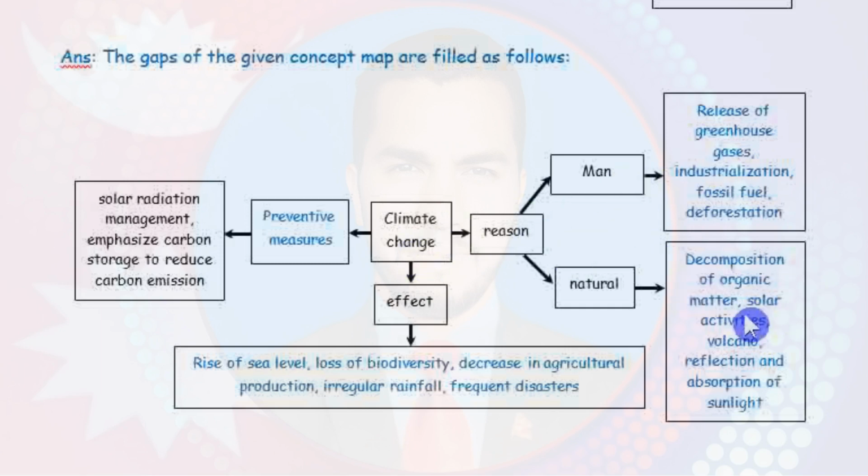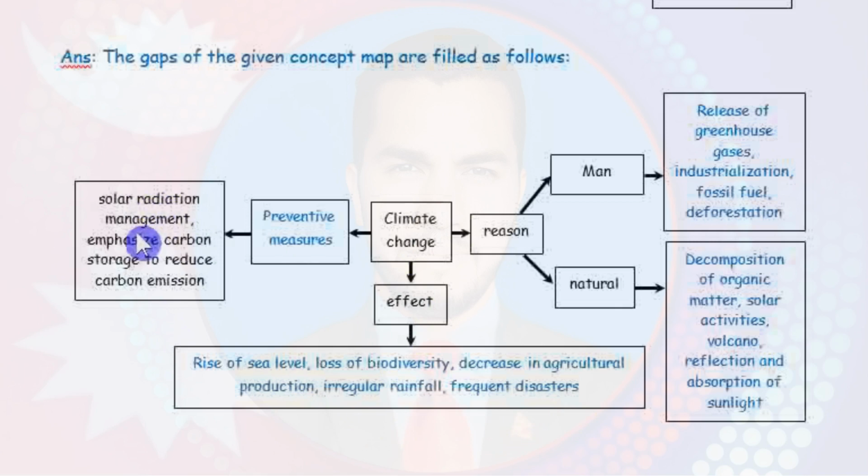Next one is decomposition of organic matters. This is a natural process. Solar activities, volcano eruption, and reflection and absorption of sunlight. These are the natural causes because of which climate change is happening on the earth. Now, effects of climate change: rise of sea level, loss of biodiversity, decrease in agricultural production, irregular rainfall, and frequent disasters. These are some of the effects of climate change.